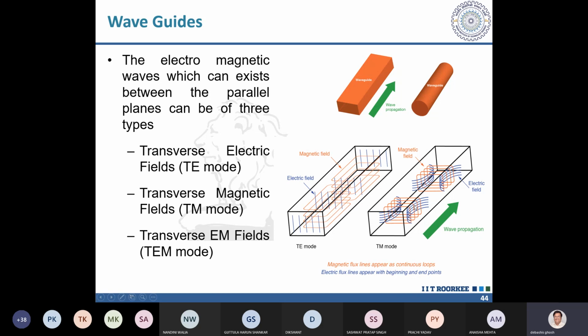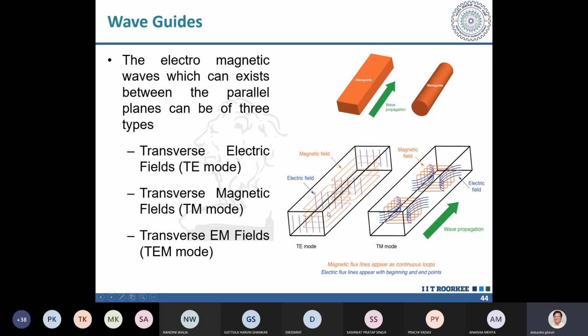Pictorially, just see how it happens. This is the TE mode. Okay, so the electric field is in the direction perpendicular to the flow of the wave. The wave will be flowing like this. Okay, the wave will be flowing in this direction. The electric field is in this direction.